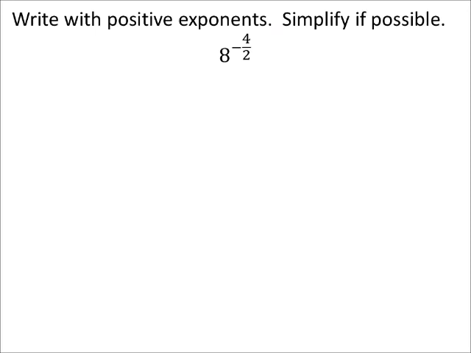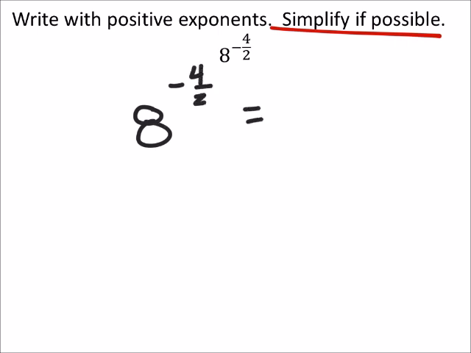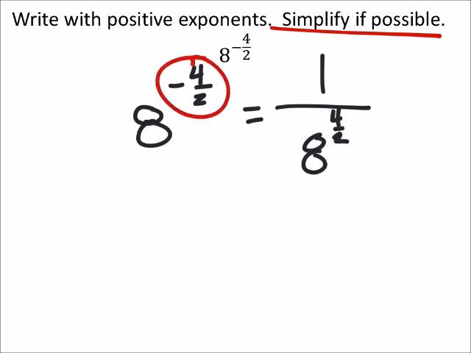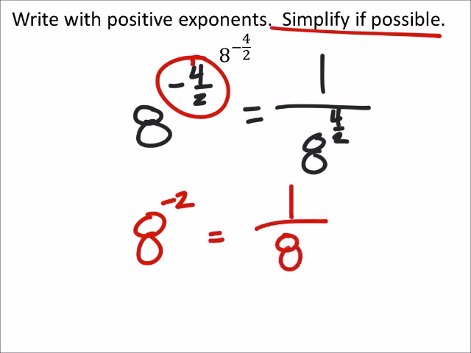All right. On this one, we just have to pay attention to this last part, right? If we can simplify, then we should. So this is 8 to the power of negative 4 halves. Now, we're going to be tempted because we're all excited about doing this with negative exponents, so we'd make this 1 over 8 to the power of 4 halves. But some of us notice that 4 divided by 2 is 2, which makes this 8 to the power of negative 2, which is the same as 1 over 8 to the power of 2.